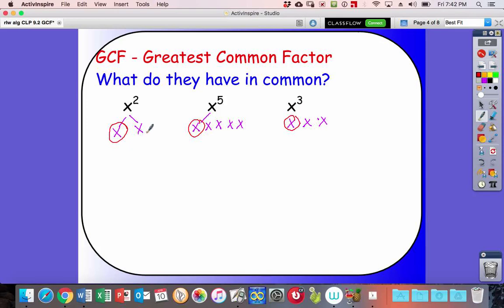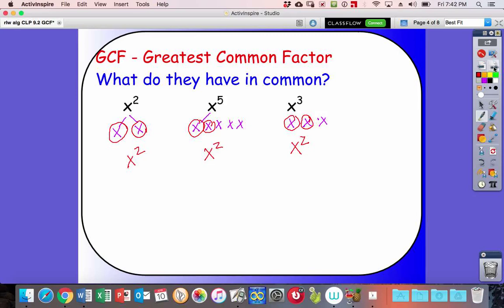Okay, I have another x. Everybody else have another x? Yep. Okay, I'm done. I don't have any more. So the greatest common factor between all three of them is x squared. That is the greatest common factor between those three variables.